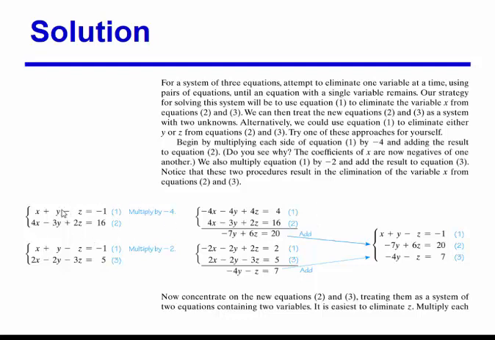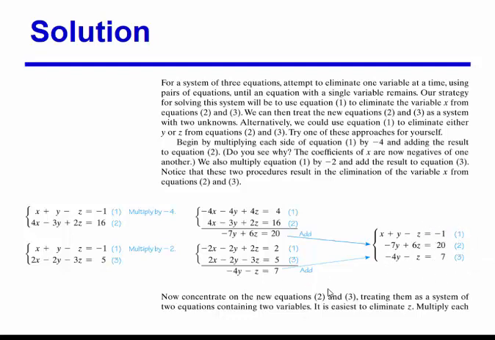So in the first example, we're going to multiply equation 1 by negative 4. And this is what we end up with. If we add those equations, we get negative 7y plus 6z is equal to 20. So we're going to replace equation 2 in the original with this new equation. And then we're also going to multiply equation 1 by negative 2, add it to equation 3, and replace equation 3 with that. So now we have this system of equations.